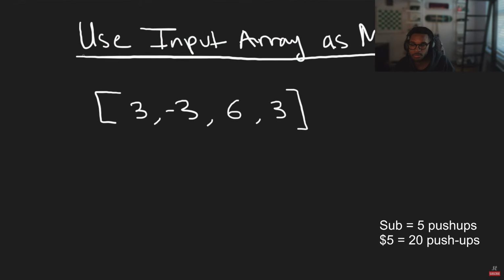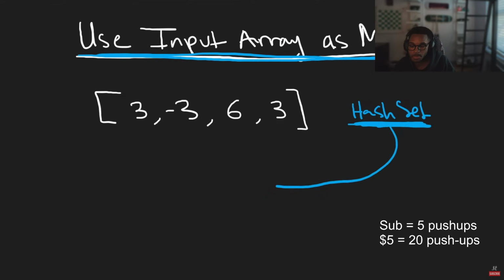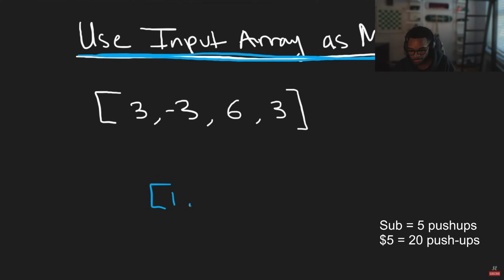So like I said, we're going to be using the input array as extra memory. Just like we used an extra memory hash set, we're going to basically be using our input array as a hash set. How am I going to do that? Remember how our solution set is basically from 1 all the way to the length of the array plus 1, right? This is our solution set between 1 and the length of the array plus 1.